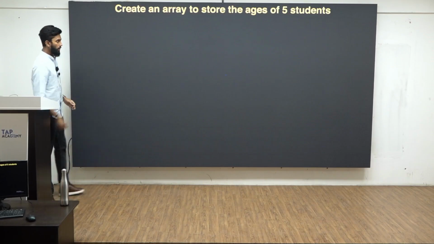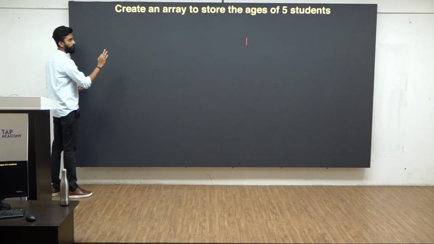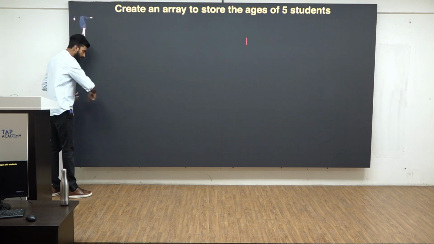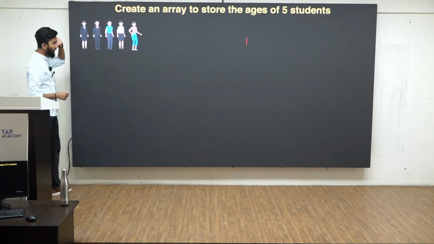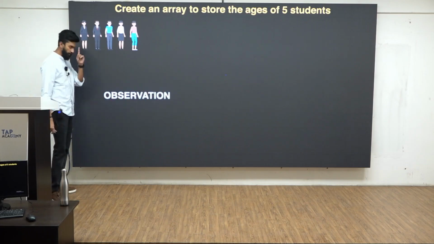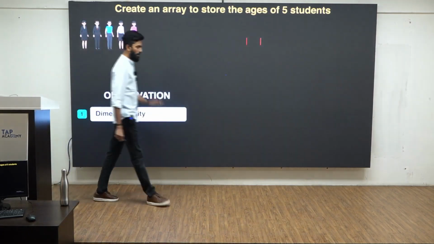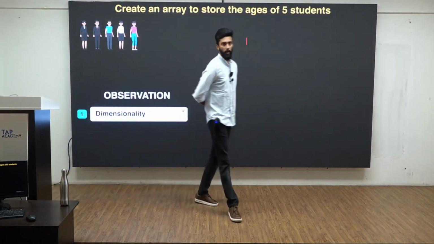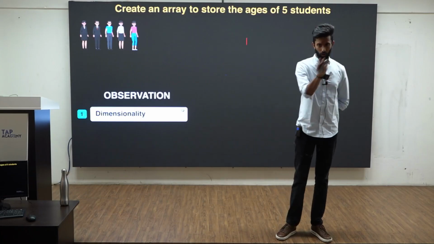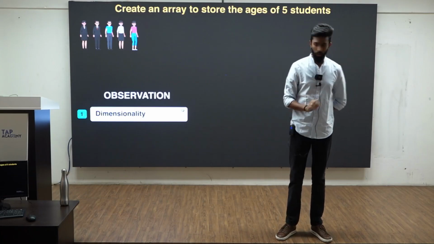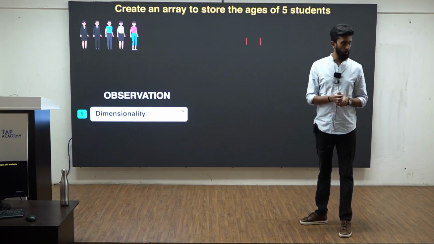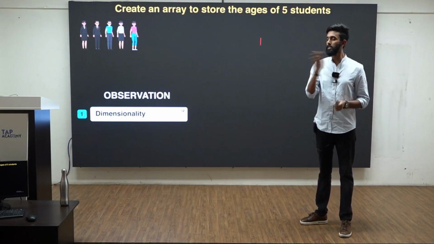Understood? Now, before you create an array, I want everybody to make a habit of making some observations, which will 100% help you in creating the array. What observation should we make, sir? First observation you should always make is dimensionality. Have you heard these words? 1D array, 2D array, 3D array. You would have all heard these words. Yes or no?